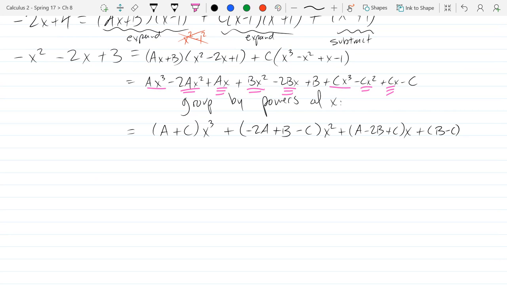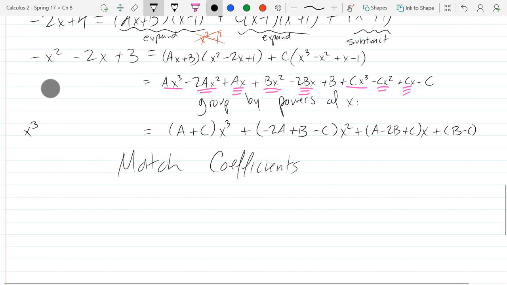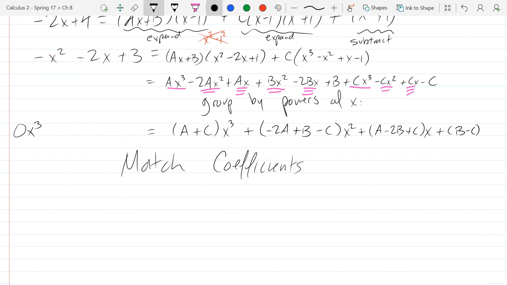And we're going to do matching coefficients. There is an x cubed on the right side. There's no x cubed on the left side. So how many x cubes do I have on the left side? One. Nope. No. Zero. So we've got zero x cubes, or no x cubes. You need to write that down so you know to match. A plus c is going to equal zero. So there's no x cubes. That means a plus c need to cancel out.